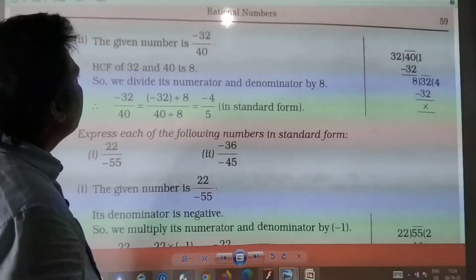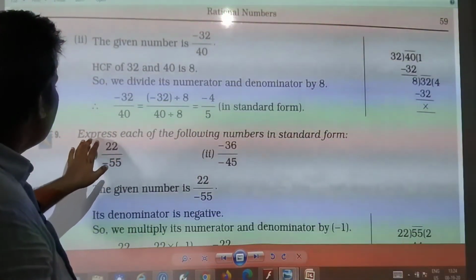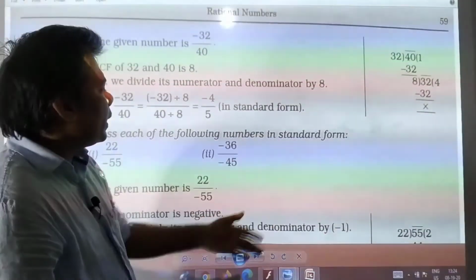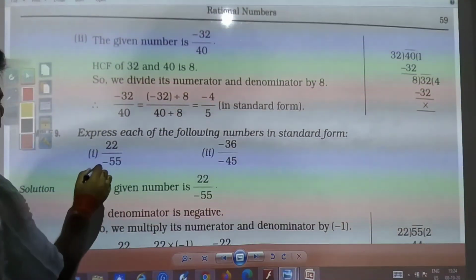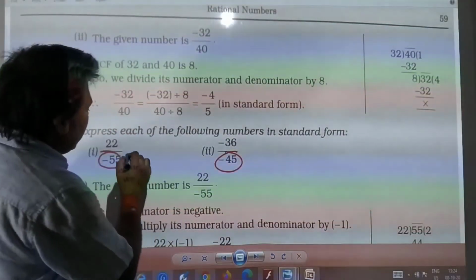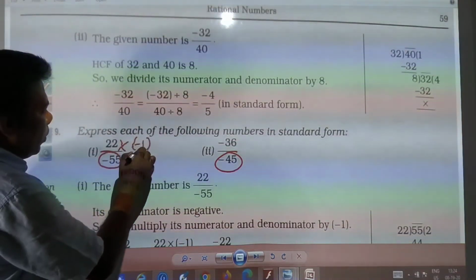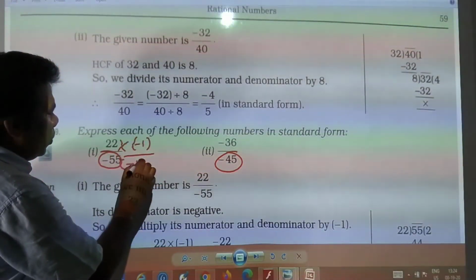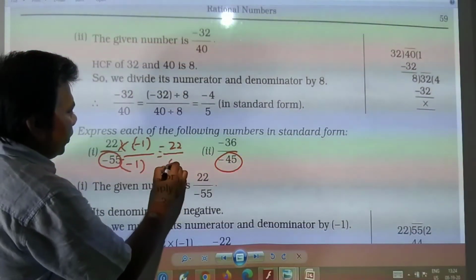Here you see -4 by 5 you have got. Express each of the following numbers in standard form. Here in this question you have denominators negative, so this is required to be done positive first, and for that you needed minus 1 you do, so it will be 22 by 55.